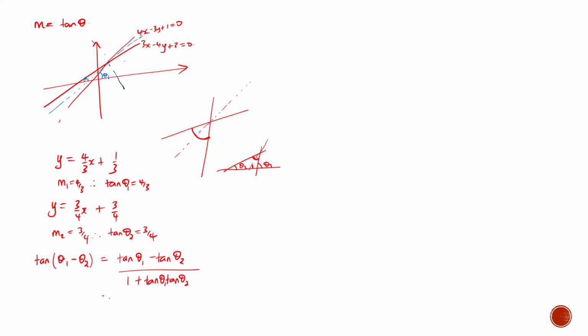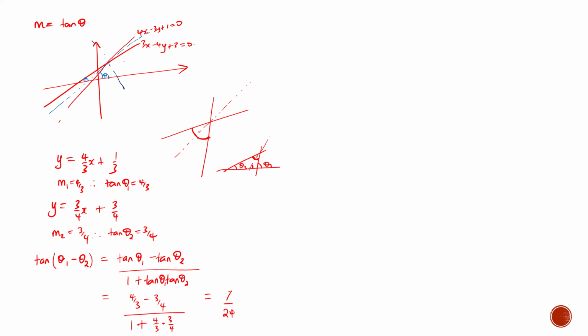But tan theta 1 is 4/3, so it's going to be 4/3 minus the tan of theta 2, which is 3/4. And then I'm dividing this by 1 plus the product of the two, which is 4/3 times 3/4. Now, 4/3 minus 3/4 is 7/12. And then in the denominator, you have a 2. So that's going to be 7/24. So that's the tan of the angle.